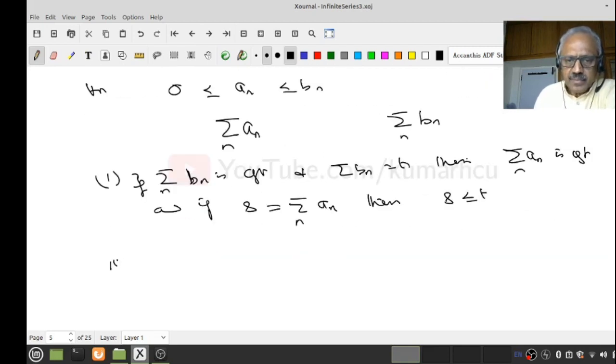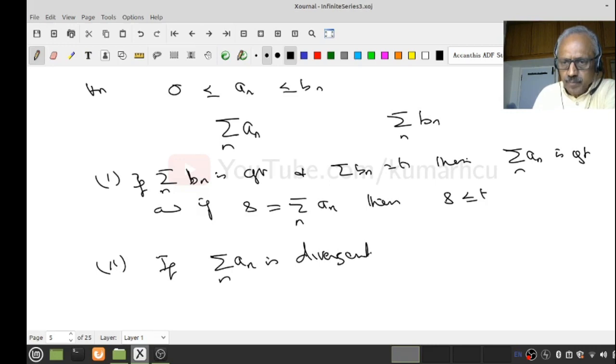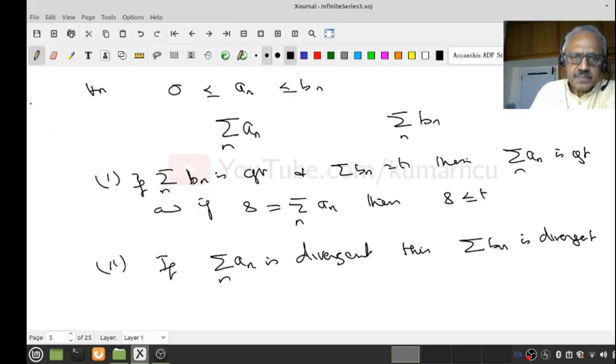And the second version is, if summation An is not convergent, that is, it's the same as saying divergent, then summation Bn is divergent. Okay, this is the comparison test.